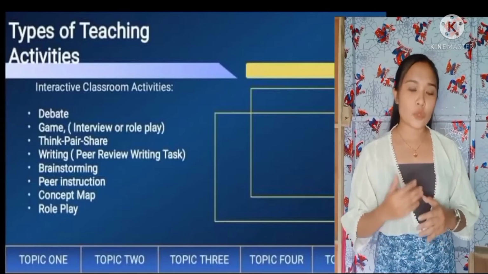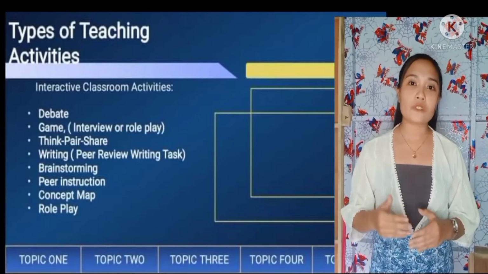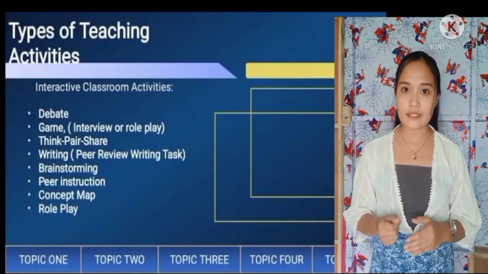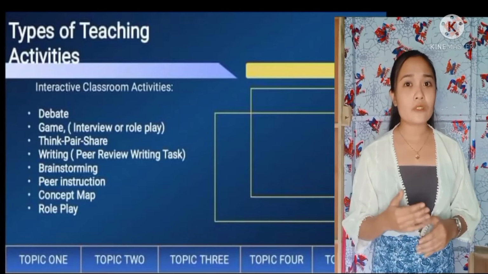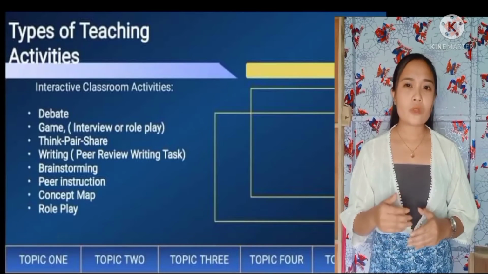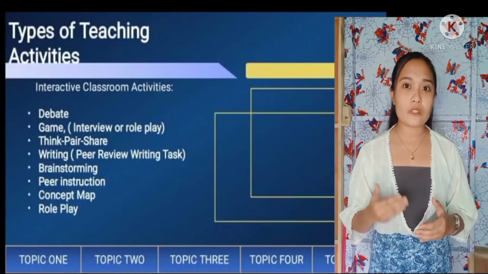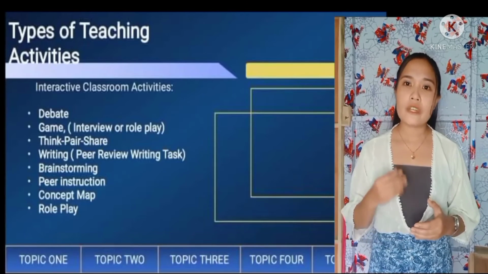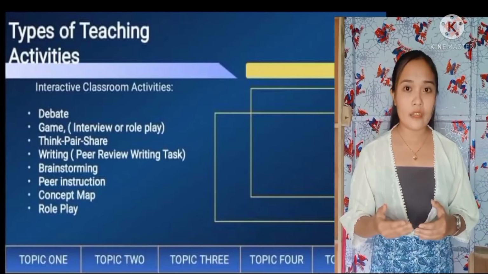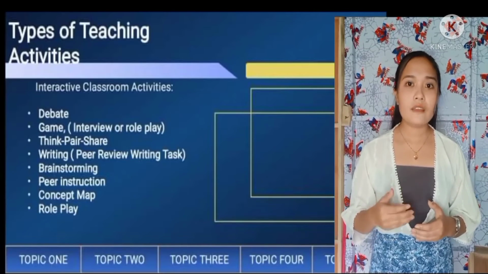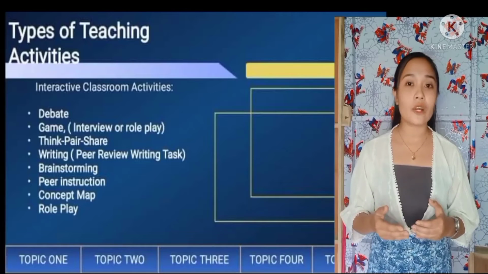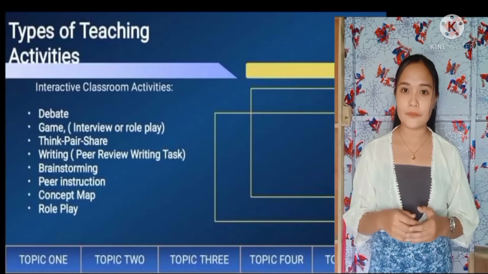Next is brainstorming. This type of activity poses a problem or questions or introduces a new topic to begin the session. Brainstorming is a great way to get students thinking and making connections between new knowledge and what they are already aware of. It can help students learn to work together and learn from each other.